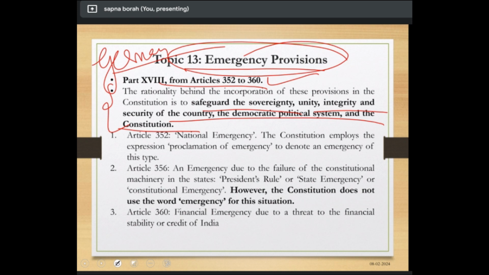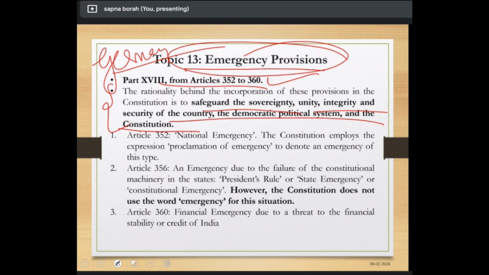The first one is to safeguard the sovereignty, meaning India's independence. How it is done we'll look into. Unity, integrity, all these are synonymous: sovereignty, unity, integrity, security. Whatever word you see, tick it. It is a 100% sure thing that only these terms will come. Never give synonyms, whatever is written in the constitution, write as it is. Just as we did in fundamental rights, they are not absolute, but only reasonable restrictions can be put, and the grounds were public order, morality, health. Here the words are safeguard the sovereignty, unity, integrity, security, then the democratic political system and the constitution itself.